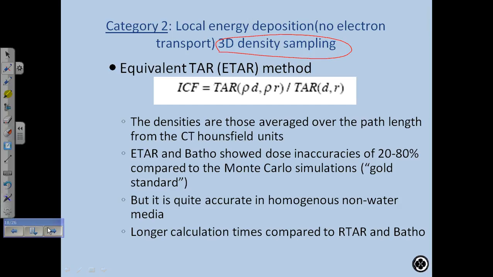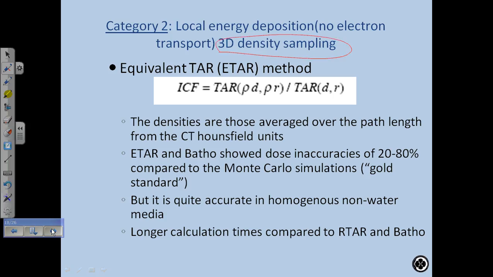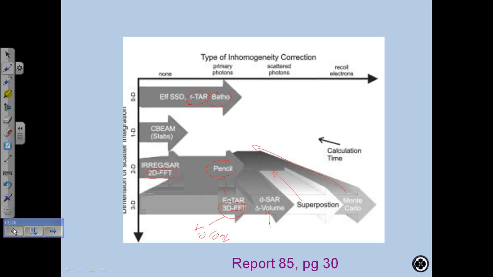I'm trying to think of what algorithm uses this. I think I've seen this. ETAR method. I think they showed it on the previous slide. No, I'm thinking the equivalent TAR 3D FFT. Yeah, but I'm just trying to think of what planning system uses ETAR. I know that I've used one that uses it. I just can't recall. Oh, you just wrote XEO. See, it says ETAR 3D FFT. These aren't the same thing. They're different. This is one and this is another one. 3D FFT is the convolution algorithm. Yeah, I just circled the bottom one, not the top one. Okay. No, they're different.